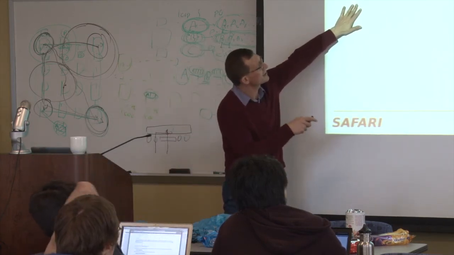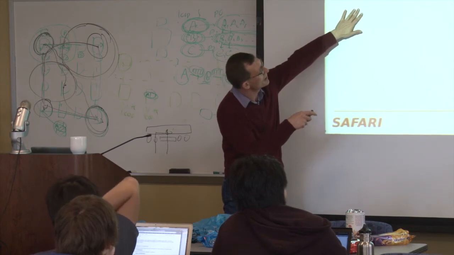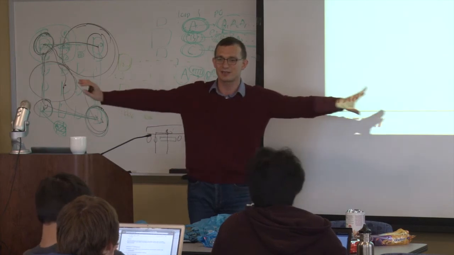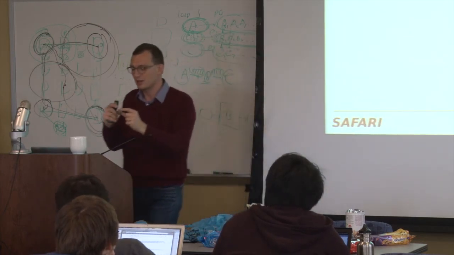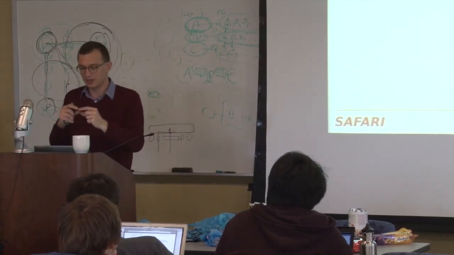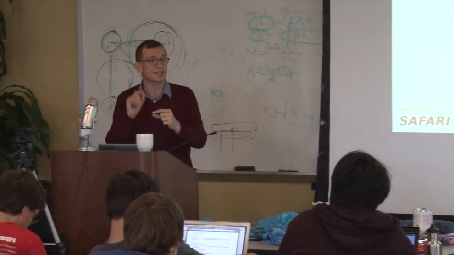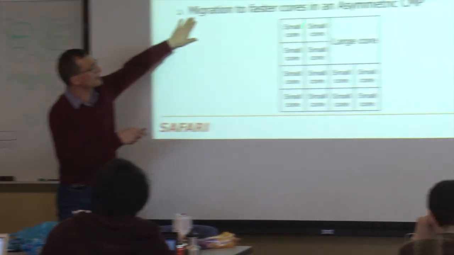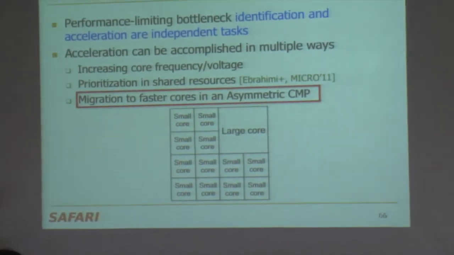Or you could prioritize the bottleneck that's causing the most waiting in a shared resource. We briefly talked about that, right? If you actually have a multi-threaded program and you know which thread is on the critical path, you can accelerate that in the memory scheduler, right? Or you could migrate the bottleneck to faster cores in an asymmetric multi-core. So we'll take a look at that.